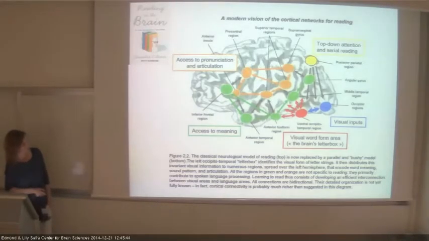Similarly, for reading, this is an image from Dehaene's recent paper, not so recent anymore, Reading in the Brain, I think it's 2010, where he shows that the more modern vision of cortical networks for reading involves, again, dorsal systems as well as ventral systems, connectivity between many different brain areas. So we might as well study the properties of the connections, not only the properties of the brain areas.